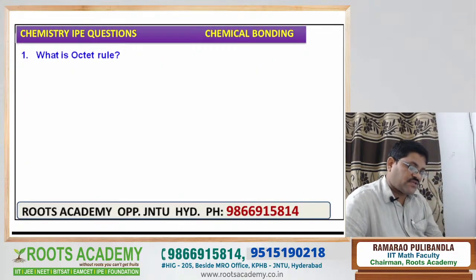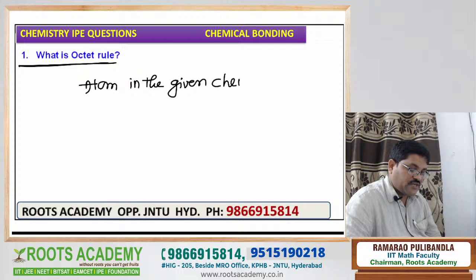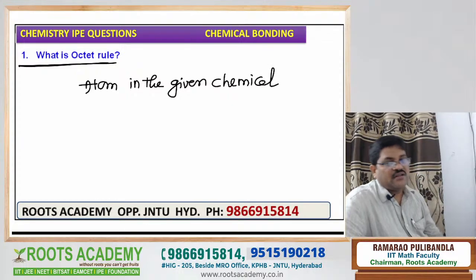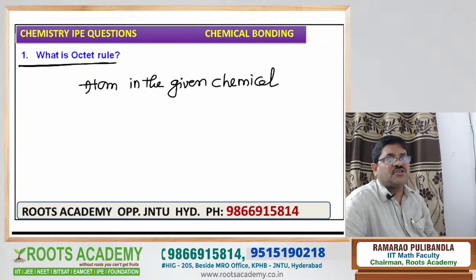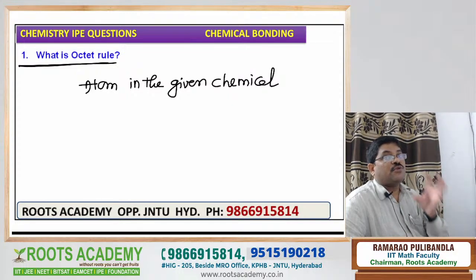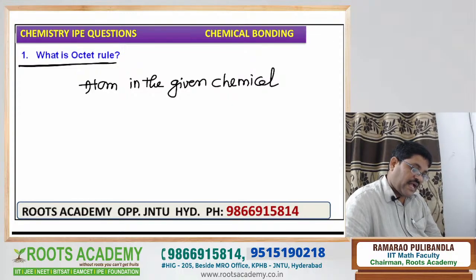Right. Now see the first question. What is the octet rule? Simple logic. For a 2 marks question, just write one statement and definitely you get full marks. But you must write the statement perfectly without any mistake. Then you get 2 out of 2 marks, very easy. Understood, students? Very good.